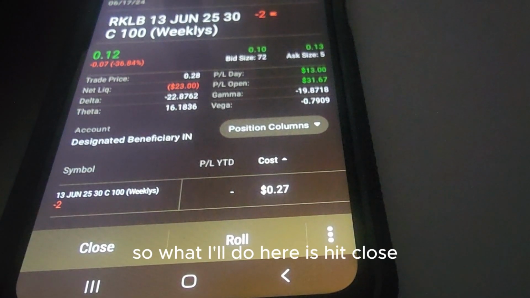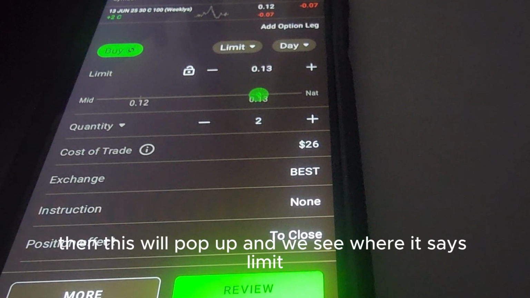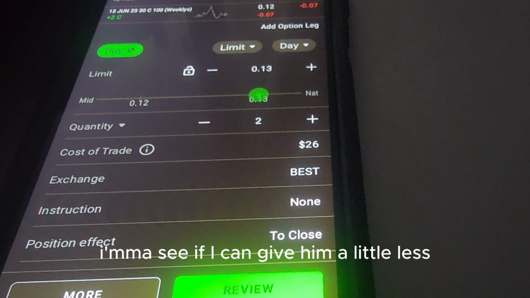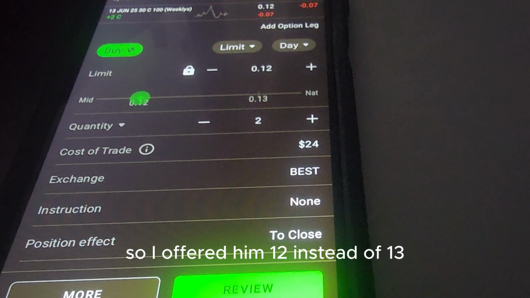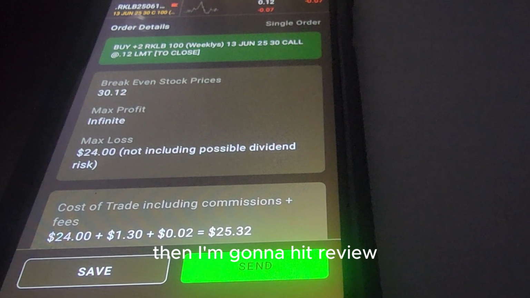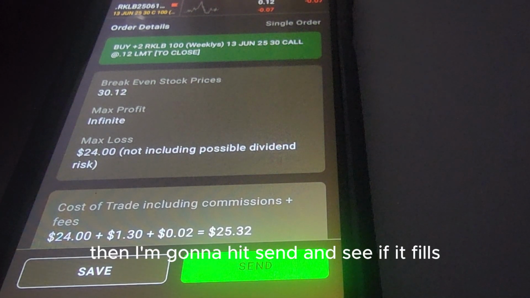So what I'll do here is hit close. Then this will pop up, and where you see where it says limit, that's what the market's offering for me to buy back. I'm gonna see if I can give them a little less. So I offer them 12 instead of 13. Then I'm gonna hit review. Then this page will pull up. Then I'm gonna hit send and see if it fills.